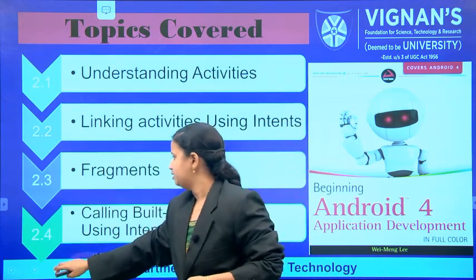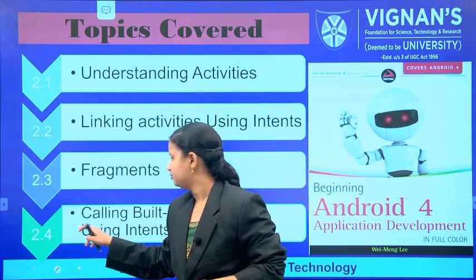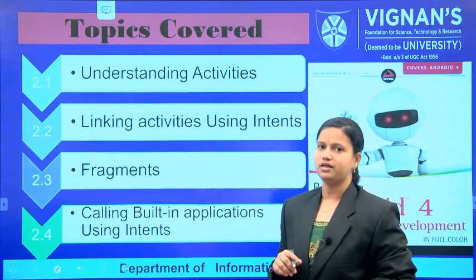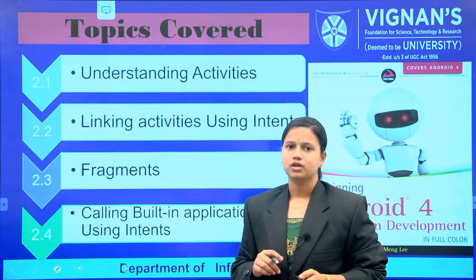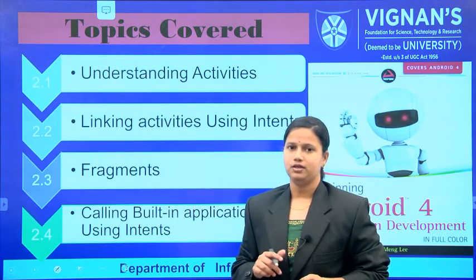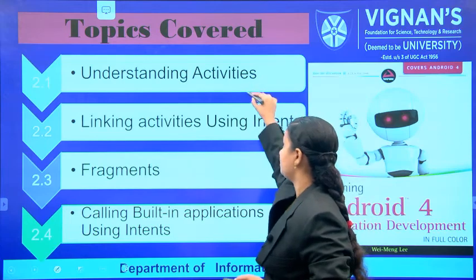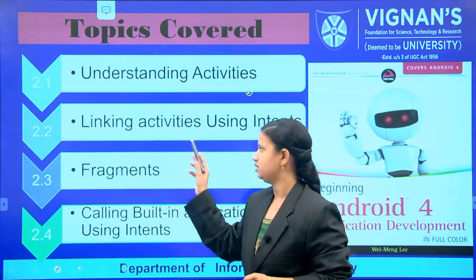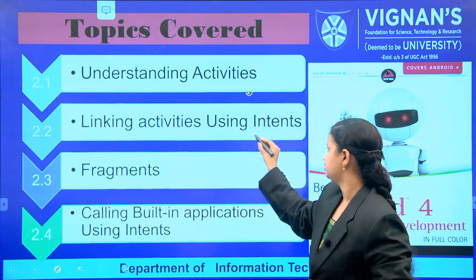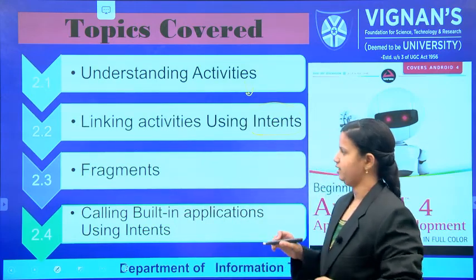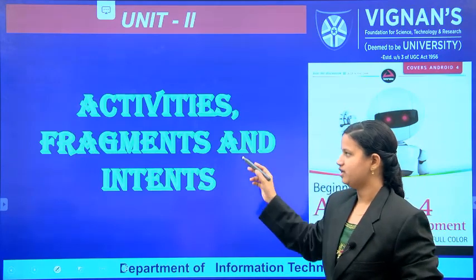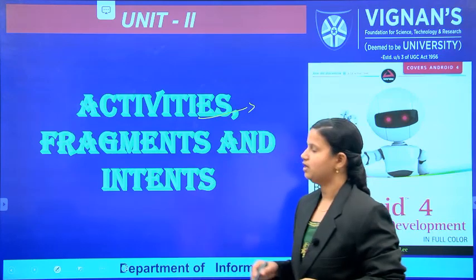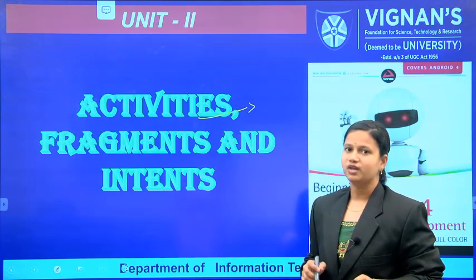In this, we have to mention the different activities by using different dialog boxes, how to apply different styles and themes, and how to add a title to your activity. Those topics were completed in the previous sessions. Let us go with the second topic, linking activities using intents. The unit name is activities, fragments and intents. An activity is whatever user interface design appears on the screen.